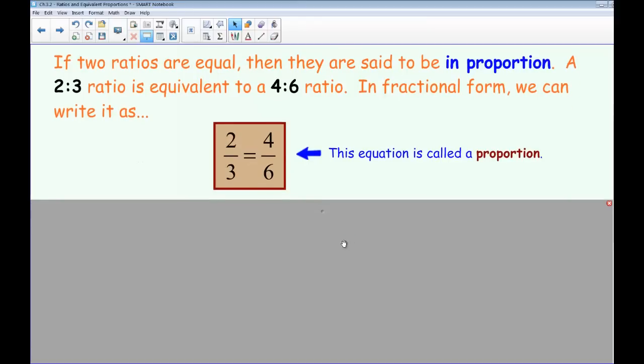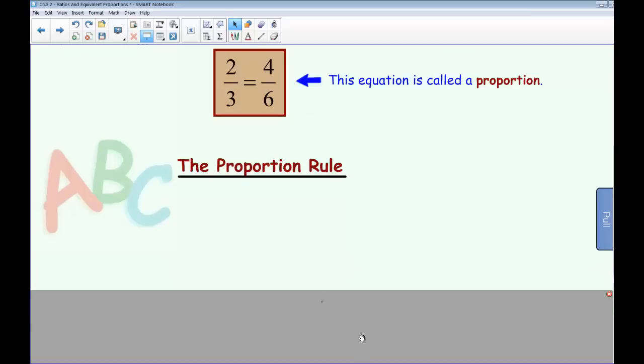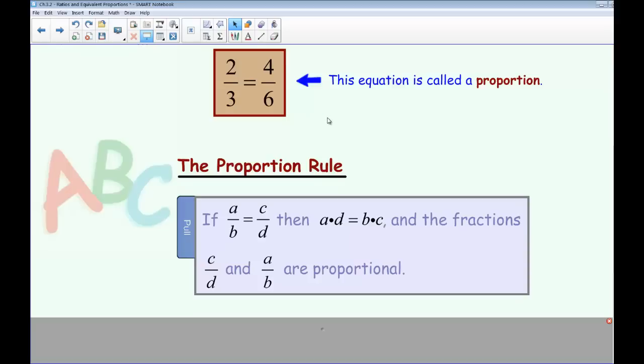Well, this is going to be very important for the next part. So this idea here is known as the proportion rule. If we set things up where A over B equals C over D, in other words, we have a fraction equals a fraction, then A times D, where the dot represents times, is equal to B times C, and therefore the fractions A over B and C over D are what we call proportional.